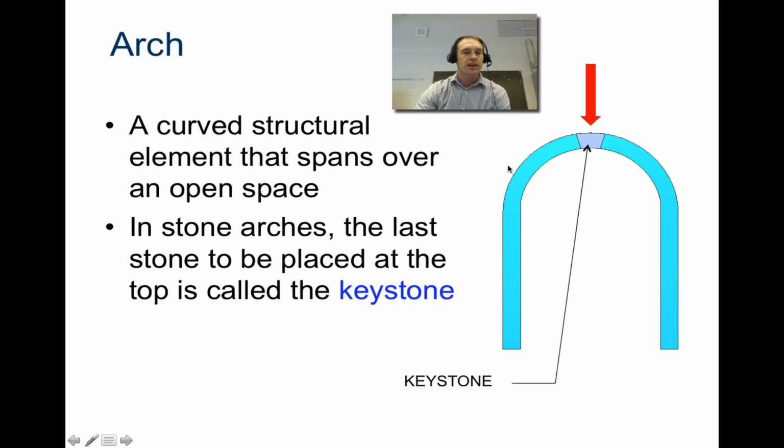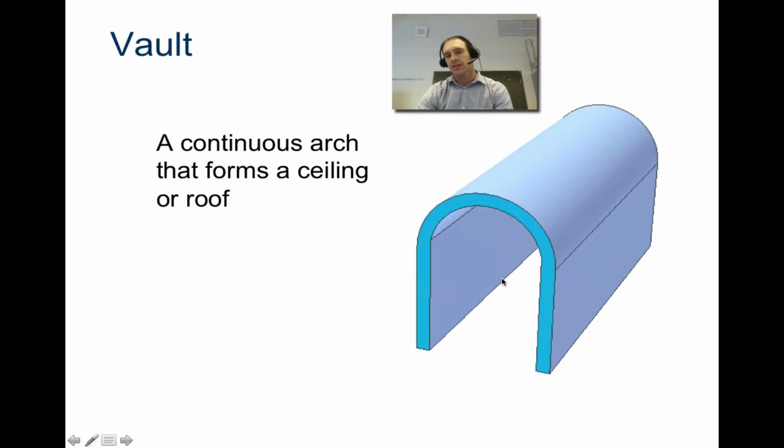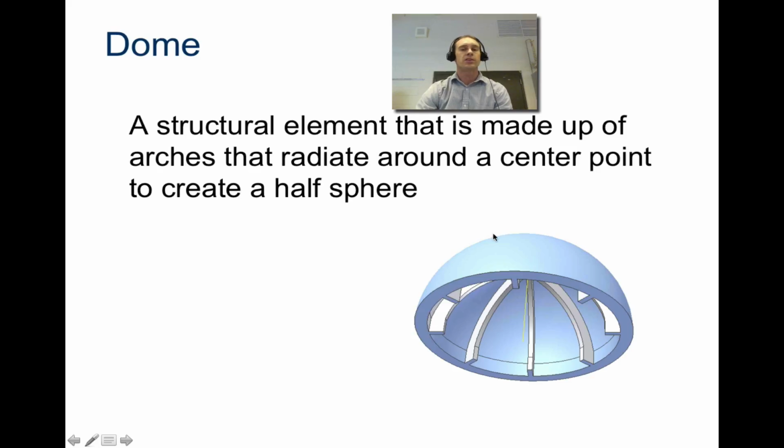All right, here is an arch. So an arch is just a curved element that spans over an open space. You already know a little bit about arches, so if you don't need to add anything because you feel like you've got this down, then good for you. All right, the top piece is the keystone, and that's usually the last piece put in if it's a stone arch. Then a vault is just a continuous arch that slides all the way along. A dome is just an arch that's rotated around. So it's a bunch of arches rotated around to form a half sphere.